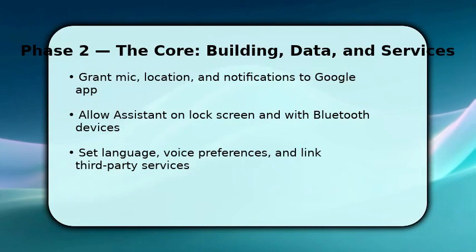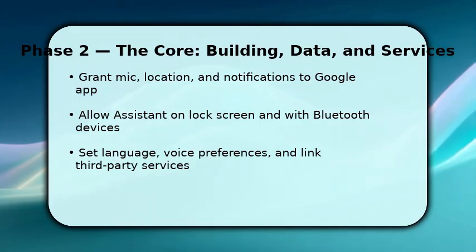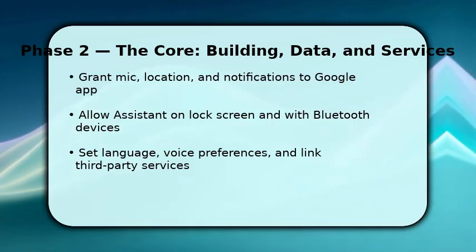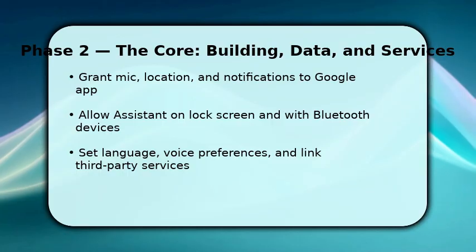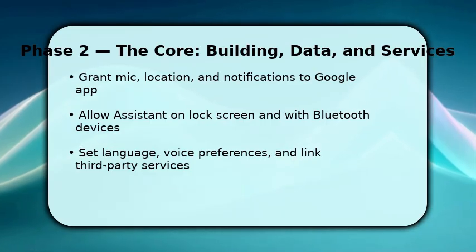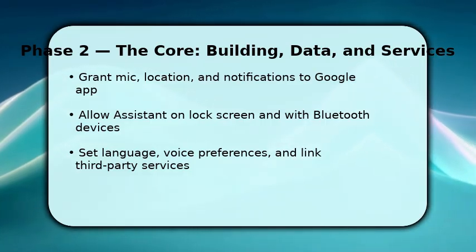Next, make sure Google has the permissions it needs. Open the Google App Settings, right arrow, permissions. Grant microphone, location, and notifications so Assistant can hear, navigate, and present responses. Then enable lock screen access and Bluetooth activation so commands work when the phone is locked or paired.